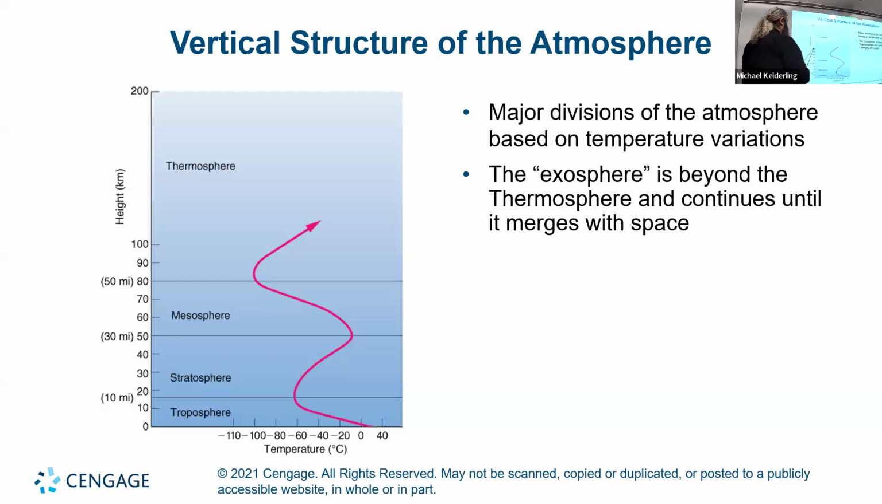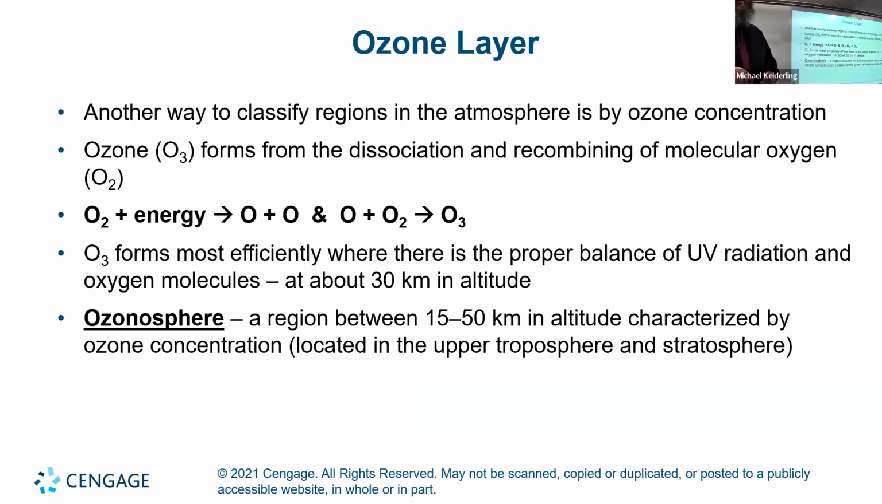The thermosphere is where you have things like the ISS. The International Space Station is in the thermosphere. And here at 100 kilometers is sort of the official international line for space. And you can sort of extend the thermosphere up to 200. Another thing you can classify is ozone concentration.